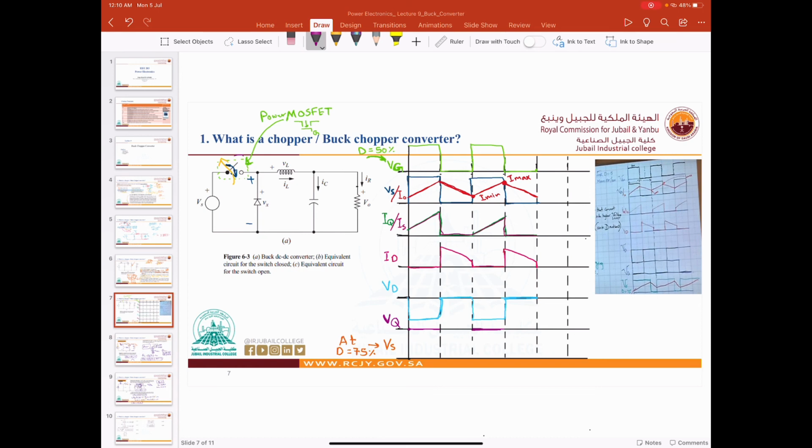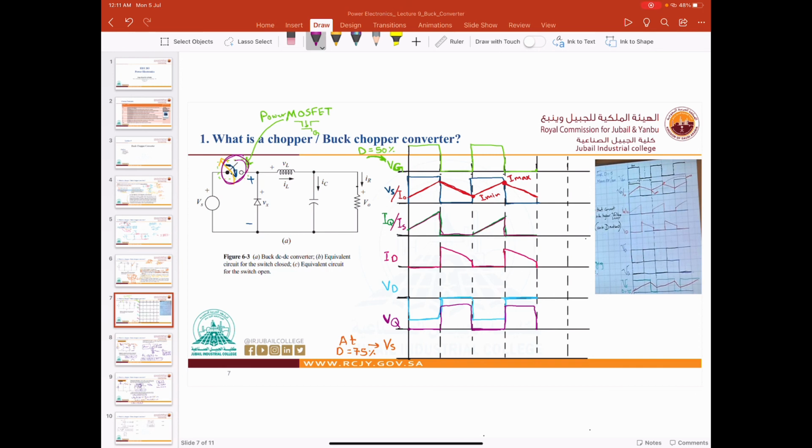Now, if the switch is open, then we will have a voltage VQ, right? And VQ should be positive, so it will be positive like here, and like here. Okay, so this is our VQ. Now we finished, alhamdulillah, the analysis.